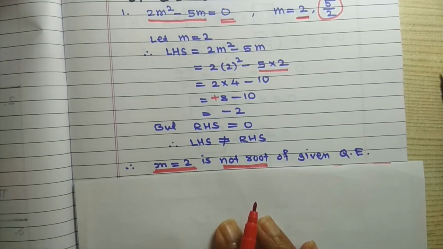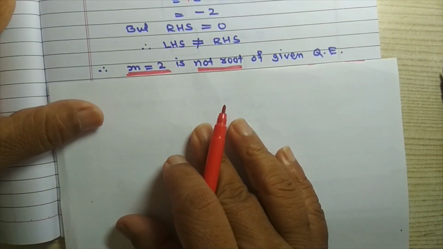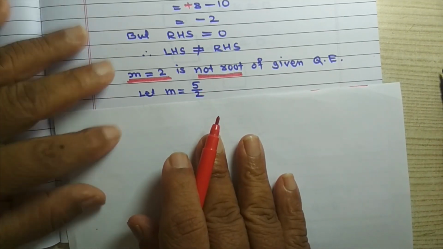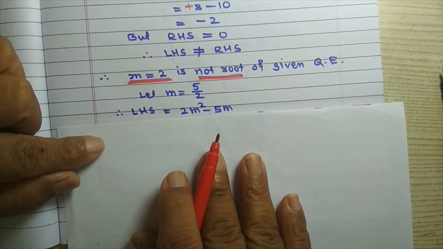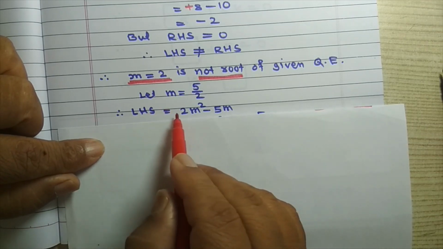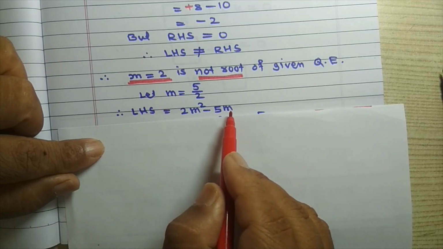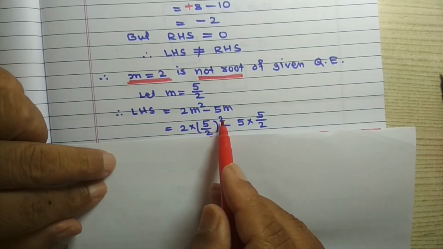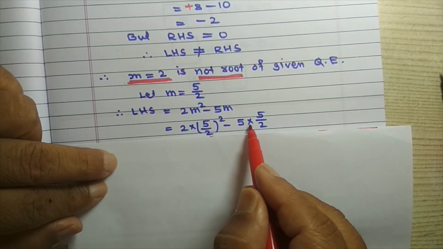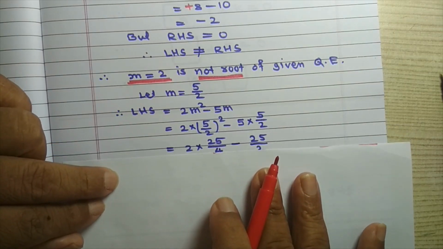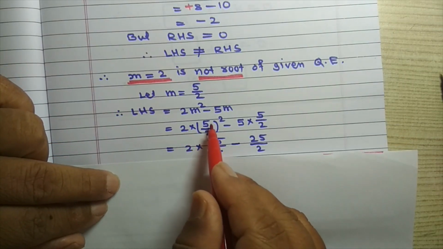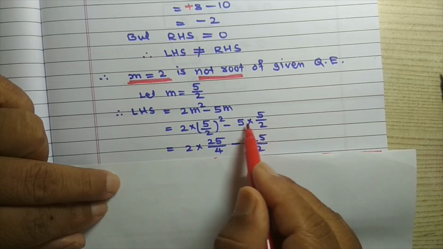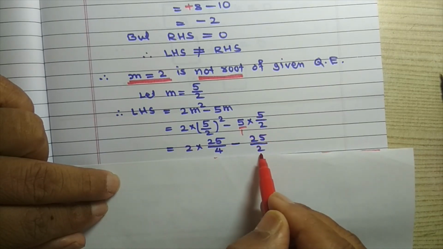Okay. Now we have to see the second part of that one. Let m is equal to 5 upon 2. In the equation, the left side becomes LHS is equal to 2m square minus 5m. We have to put the values: 2 in bracket 5 upon 2 bracket square minus 5 into 5 upon 2. Then squaring it, 2 into 5 square means 25, 2 square means 4, minus 5 fives are 25 and 2 ones are 2.